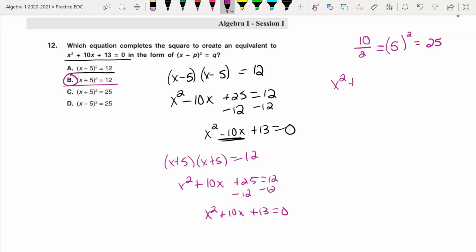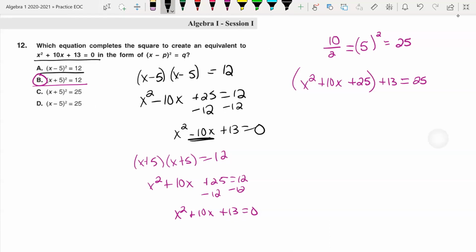So I'm going to say x squared plus 10x plus 25 in parentheses plus 13 on the outside equals 25. So we're putting a 25 on both sides to make sure the equation still stays the same. But then I want to subtract 13. So then I have x squared plus 10x plus 25 equals 12.